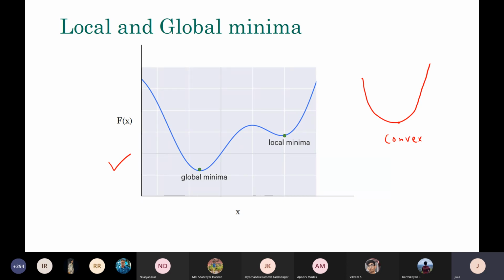Okay, and there are additional challenges with non-convex functions. If you have a convex function, your gradient descent can guarantee the best possible solution. But if it is a non-convex function, then you may get stuck here. Or if you are lucky, you may find it here, depending upon where you have started off.